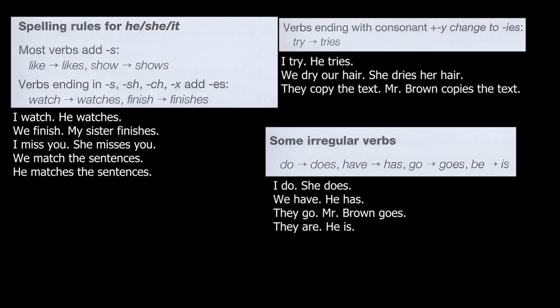We also have some irregular verbs, quite unusual ones, like do, does; have, has; go, goes; be, is. For example, I do, she does. We have, he has. They go, Mr. Brown goes. They are, he is or she is, it is. I hope you know it.